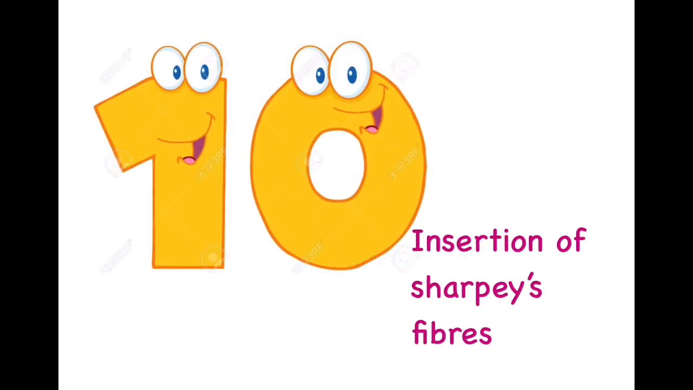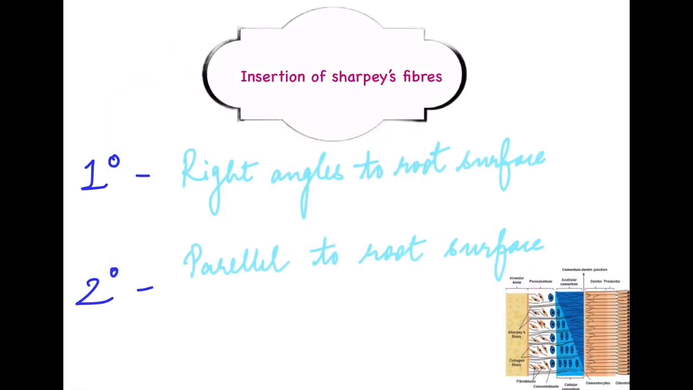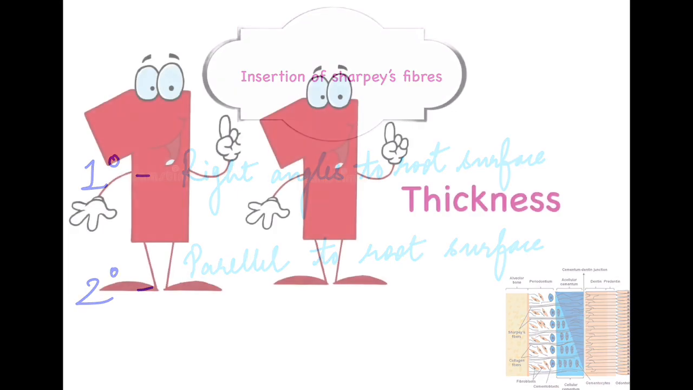So the tenth difference is regarding the insertion of Sharpey's fibers in cellular versus acellular cementum. In case of primary cementum, the Sharpey's fibers are inserted at right angles to the root surface, whereas in case of secondary cementum, these fibers are arranged parallel to the root surface. Now, this is very important, right? So you should always remember the orientation and the insertion of Sharpey's fibers.